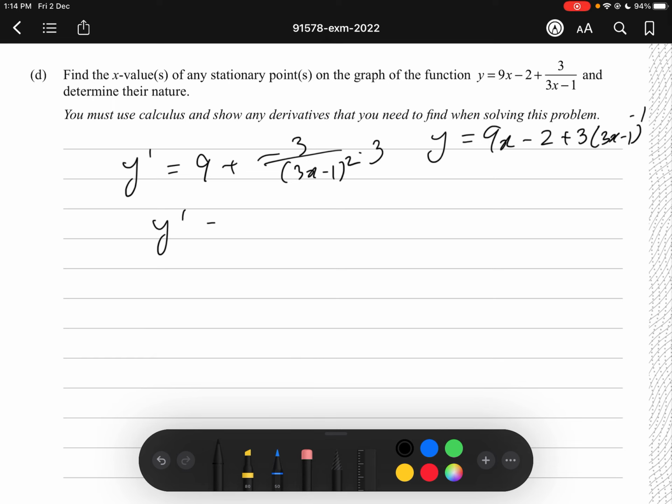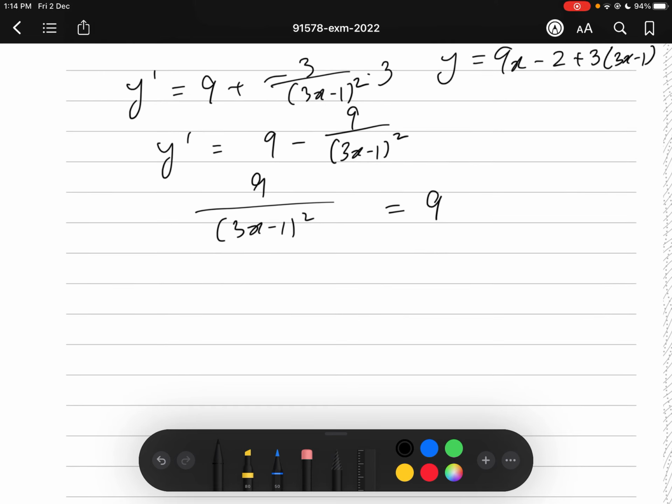So y dash equals 9 minus 9 over (3x minus 1) squared, and we make it equal to 0. So we have 9 on (3x minus 1) squared equals 9. Therefore, if we divide both sides by 9, we get 1 over (3x minus 1) squared equals 1. So 1 equals (3x minus 1) squared.